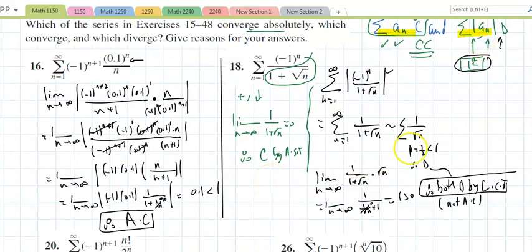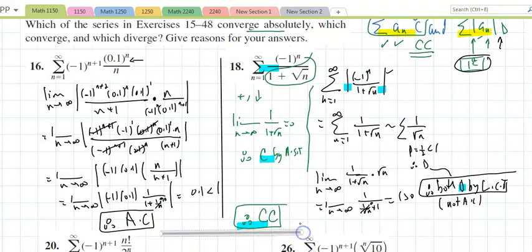What's my conclusion? Once I show those two, therefore, the series is conditionally convergent. And you could say conditionally convergent if you've shown that the original converges and the absolute value diverges. That's the only way you could have conditional convergence.